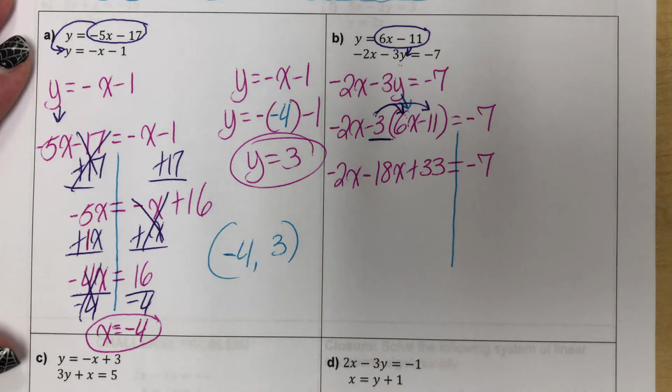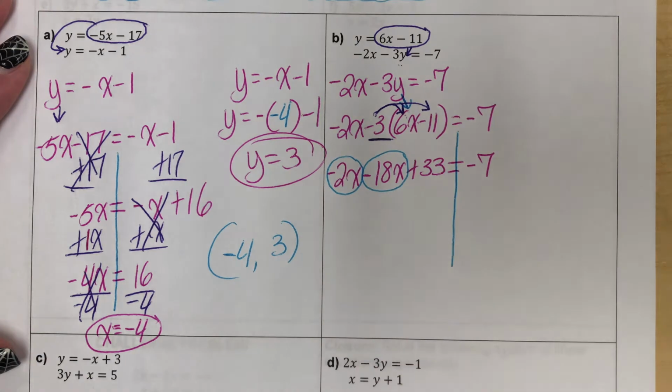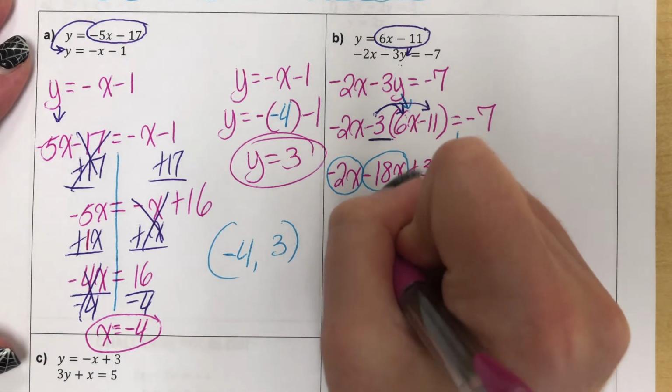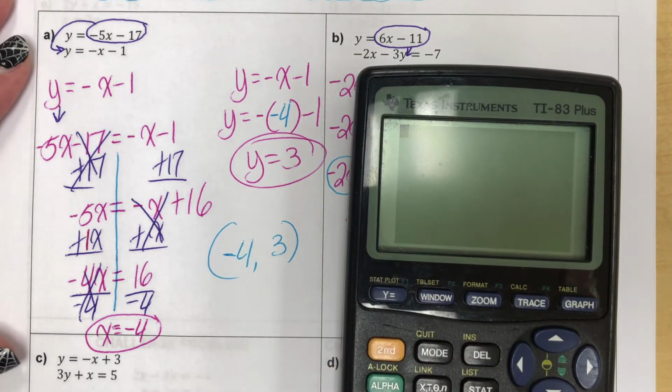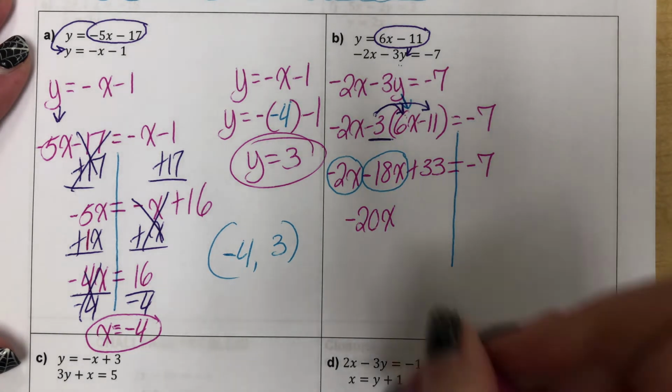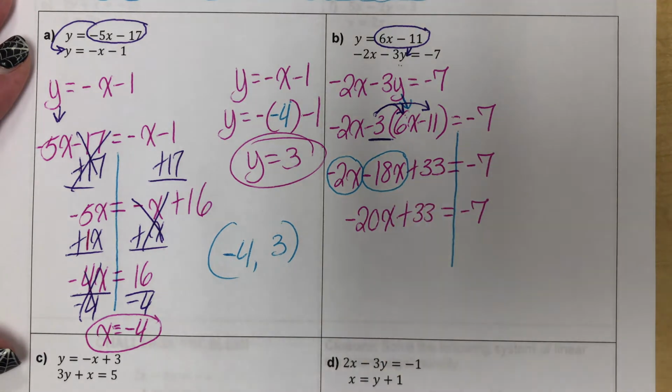I'm going to continue solving. All right, I'm going to combine some like terms now. Well, -2x and -18x are like terms. So when I put those together, I end up getting -20x. And again, here's the calculator for that. -2 minus 18 is -20. All right, so I get -20x plus 33 equals -7.